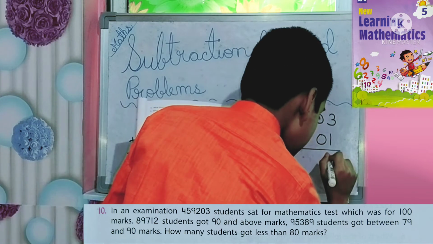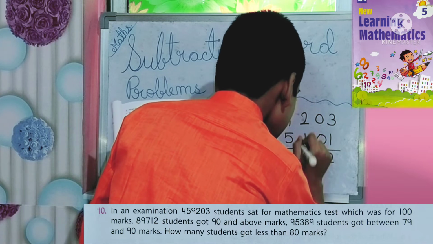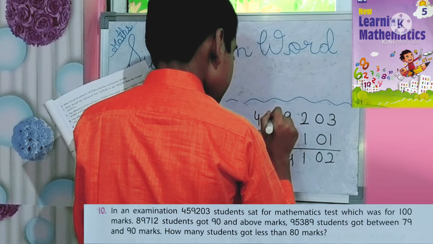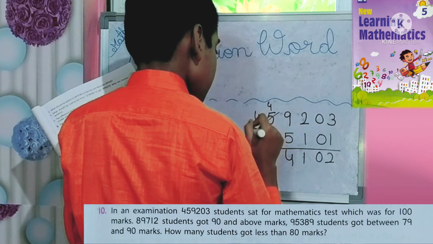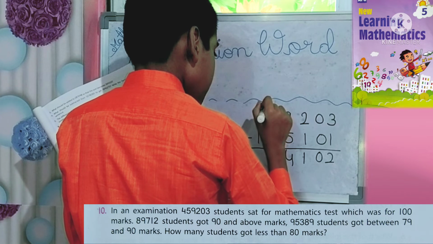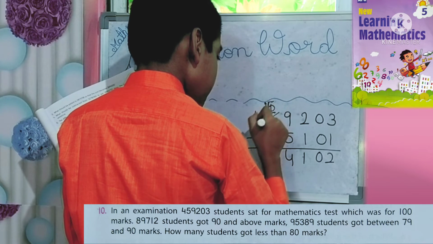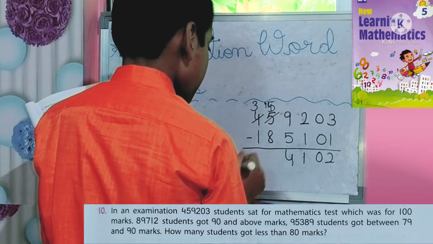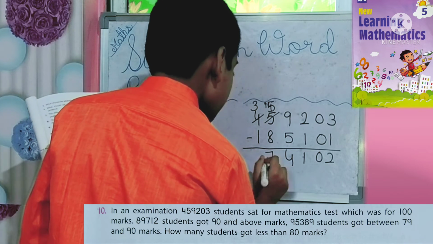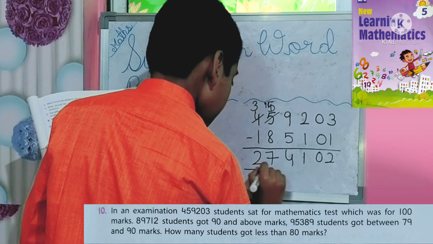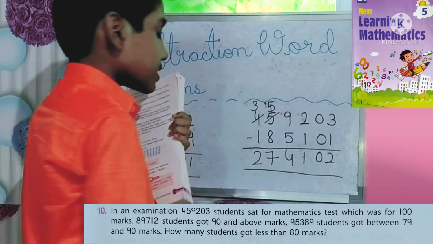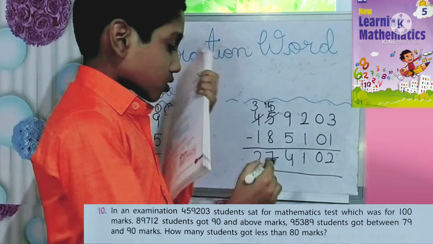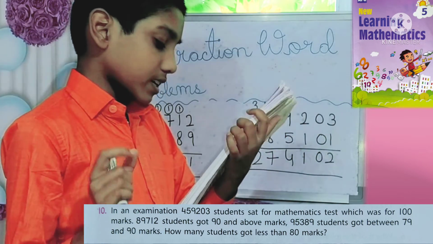Now subtract. 3 minus 1, 2. 0 minus 0, 0. 2 minus 1, 1. 9 minus 5, 4. 5 is smaller, 4 is bigger. So 4, it will become 15, and the other will become 3, as we take 1 from this number. 15 minus 8, it will be 7, and 3 minus 1, it will be 2. So this many students got less than 80 marks, and your answer will be 274102 students got less than 80 marks.